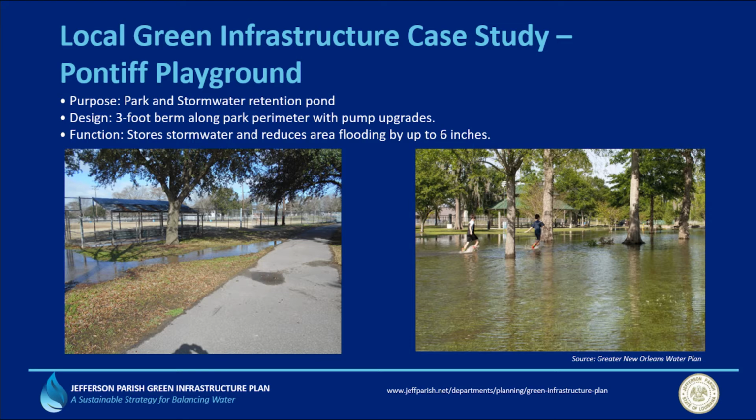Local green infrastructure case studies, Pontiff Playground. One example of green infrastructure is the Wally Pontiff Jr. Park, located in Old Metairie. The park is a traditional suburban park that also functions as a stormwater detention pond. A 3-foot tall berm was constructed around the perimeter to provide 52 million gallons of stormwater storage, which is approximately equal to filling the entire lower level of the Superdome. This effectively reduces flooding in the surrounding 100-acre area by approximately 6 inches.